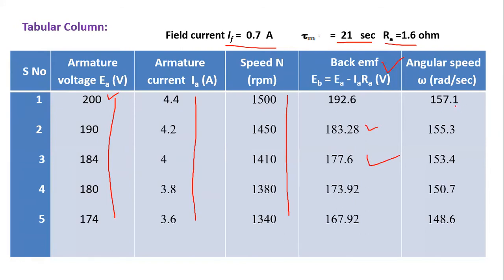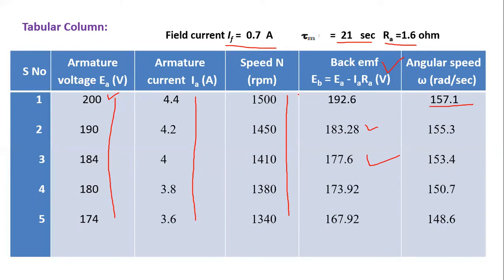Once that is over, then we need to calculate the angular speed. Angular speed is omega. We know the speed of rotation in RPM, but we need to convert it into the angular speed omega. That means omega is equal to 2 pi n by 60, where n is the speed 1500. That means 2 pi into 1500 by 60, which will give 157.1 radians per second. Once we know the speed, you can convert it into the angular speed. Right? So the tabular column.